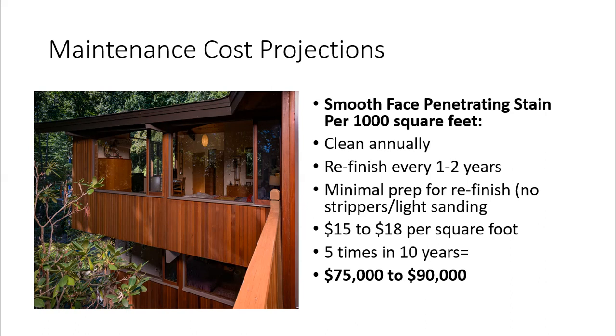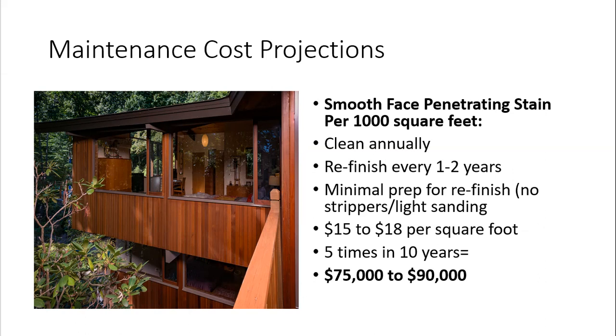You might do a little light sanding, might not have to do that. Depends on the condition of the wood. Figure 15 to 18 bucks a square foot. Conservatively, you will have to do it 5 times in 10 years. So you're looking at $75,000 to $90,000 over 10 years for that smooth face.